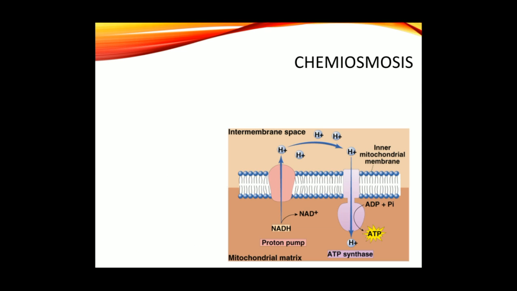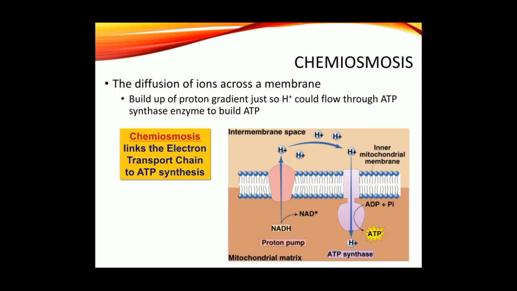Now let's see chemiosmosis. The same basic concept, no new concept here, guys. The diffusion of ions across a membrane builds up a proton gradient so that H+ can flow through the ATP synthase enzyme to build ATP. Same concept. As you can see, the protons are being shifted into the intermembrane space so that the concentration increases and it favors ATP synthesis. Basic concept. Okay, now let's move on.